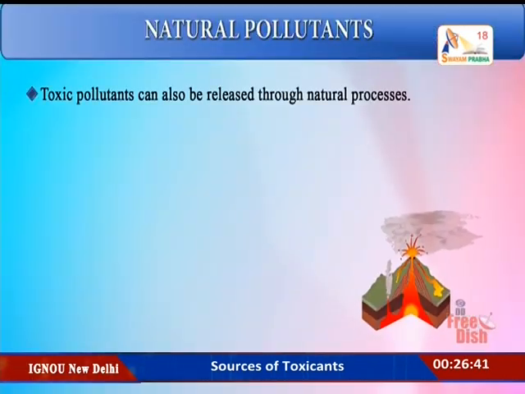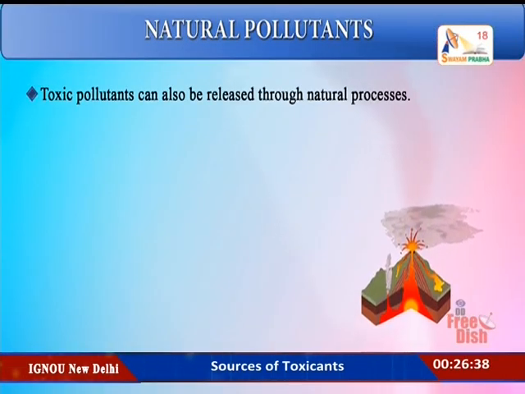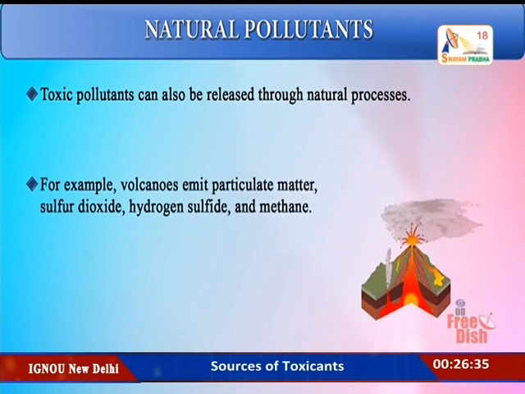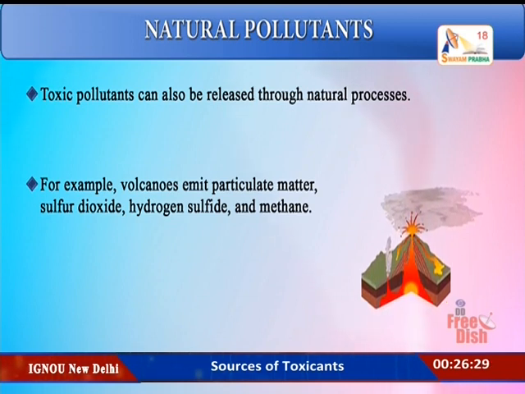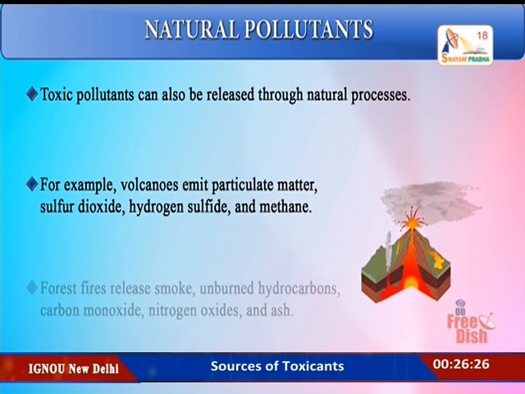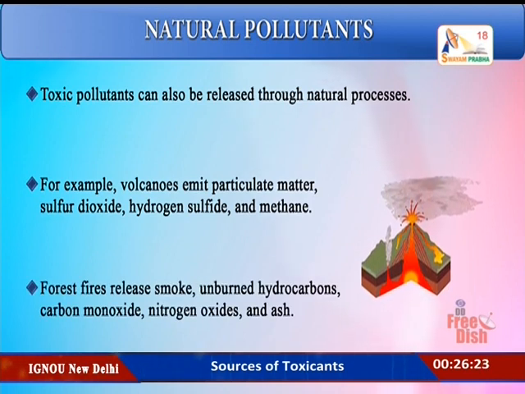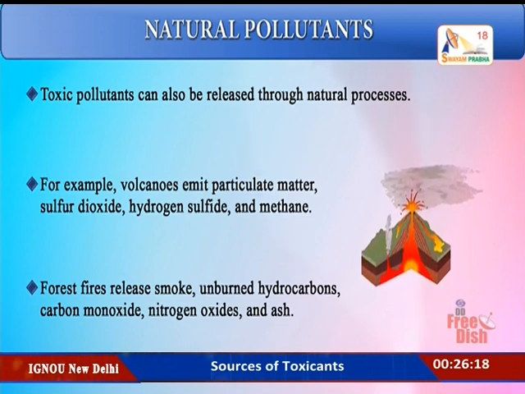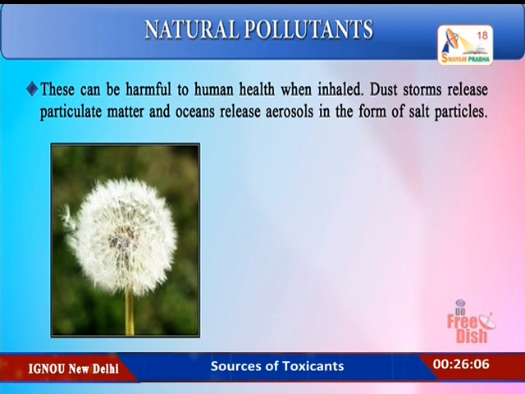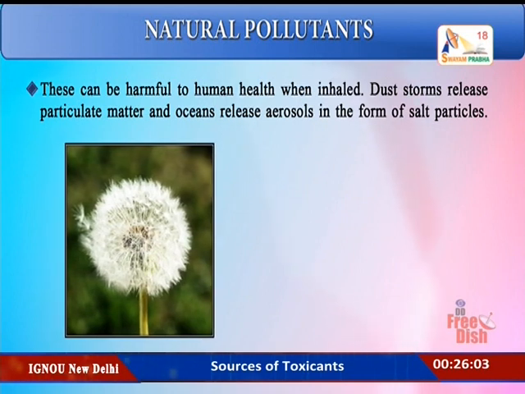Now, going into detail on natural pollutants, toxic pollutants can be released through natural processes. For example, volcanic emissions can emit sulfur dioxide, particulate matter, hydrogen sulfide, and also methane gas. In the same way, forest fires can release smoke, unburned hydrocarbons, carbon monoxide, nitrogen oxide, and also ash. All these particulate matters and gaseous emissions can cause toxicity to a certain extent. These natural pollutants can be harmful to human health when they are inhaled.